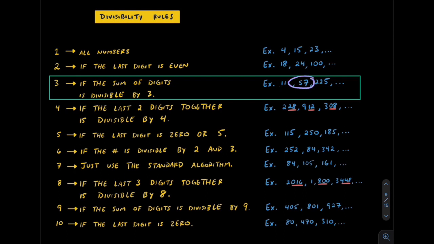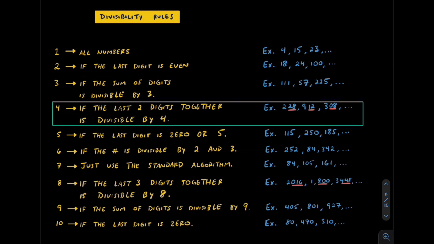Off the top of your head, you might not have known that 57 was divisible by 3. Well, since 5 plus 7 is 12, it's divisible by 3. 57 divided by 3 is 19. To see if a number is divisible by 4, just look at the last two digits of each number. If the last two digits create a number divisible by 4, then the whole number is divisible by 4.